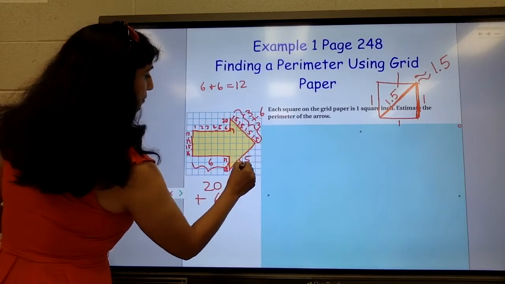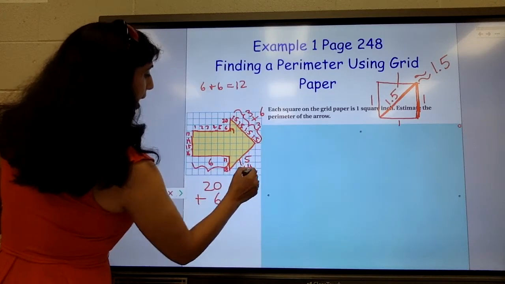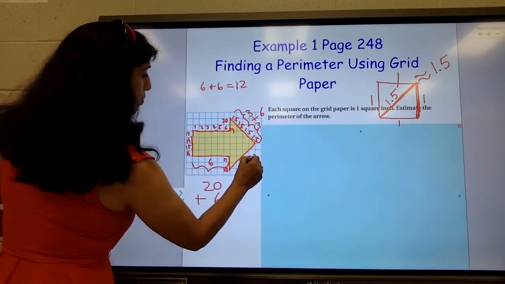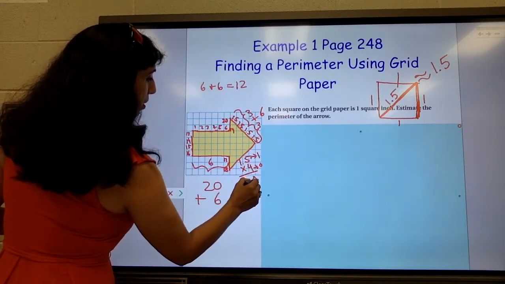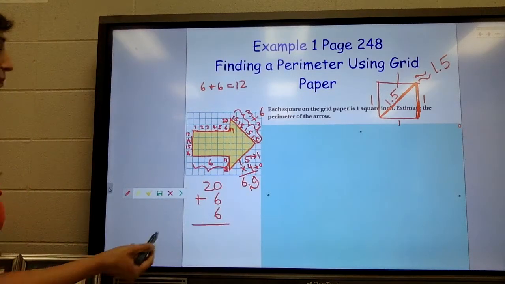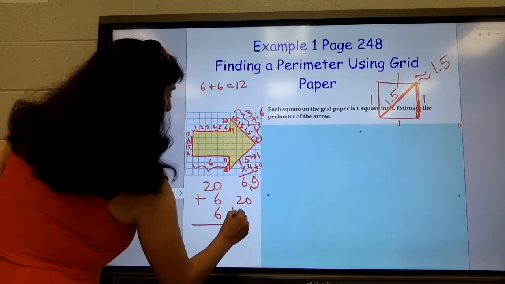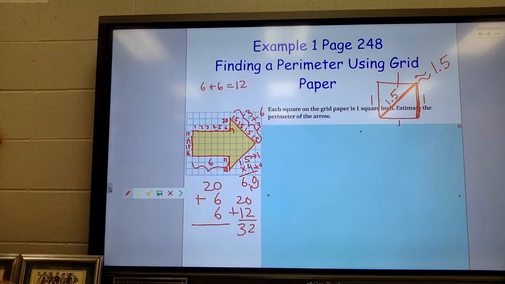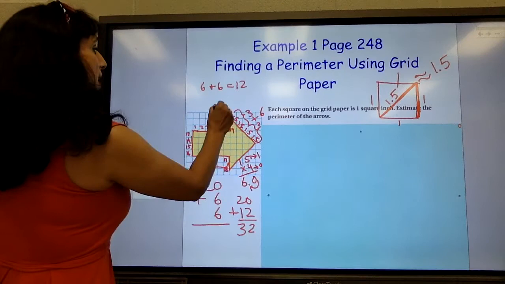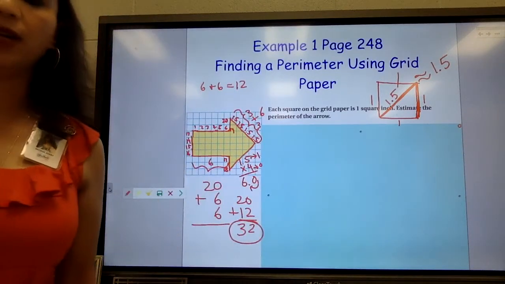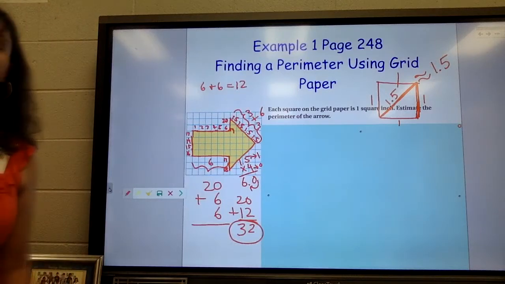I could have just done 1 and 5/10 times 4, and I would have got 6 over here, because this is 1 digit, this is 0, so total 1, so we go down 1. So 20 plus 12 gives me 32 inches. 32 inches is the perimeter of this shape.